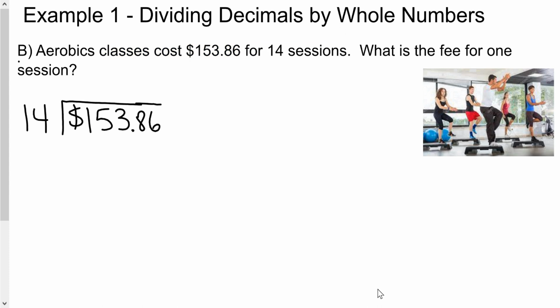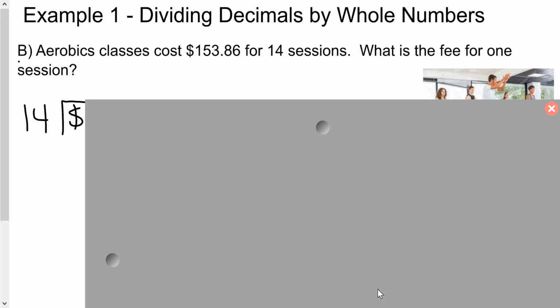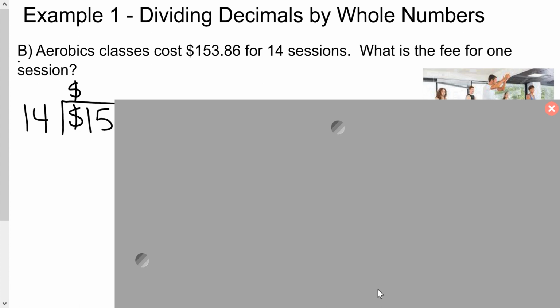Again, the outside number has no decimal, so there's not a lot that we have to do that's different. Sometimes I put the dollar sign inside the division box since that 153.86 was money. Sometimes I don't, so this time I did. Can we put 14 into 1? Nope. Can I put 14 into 5? Or excuse me, into 15? Sure can. 1's left over, and you'll notice that that leftover amount is less than our divisor of 14 on the outside. So we did that correctly.